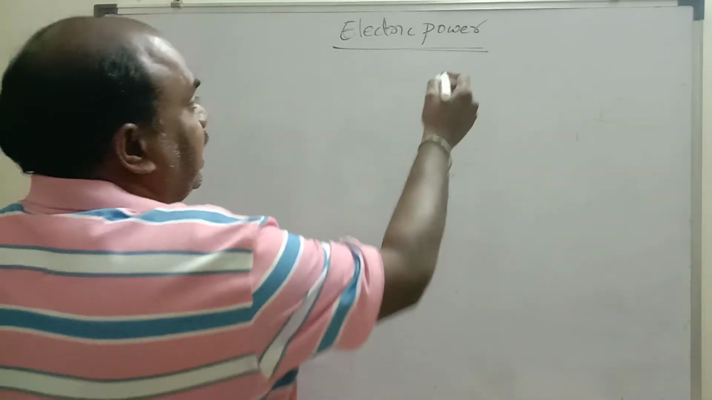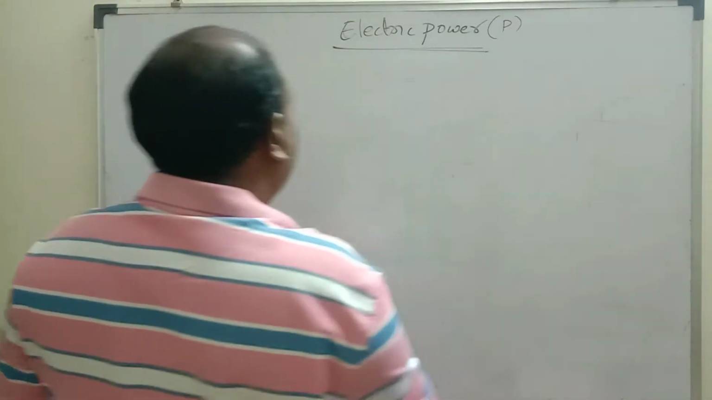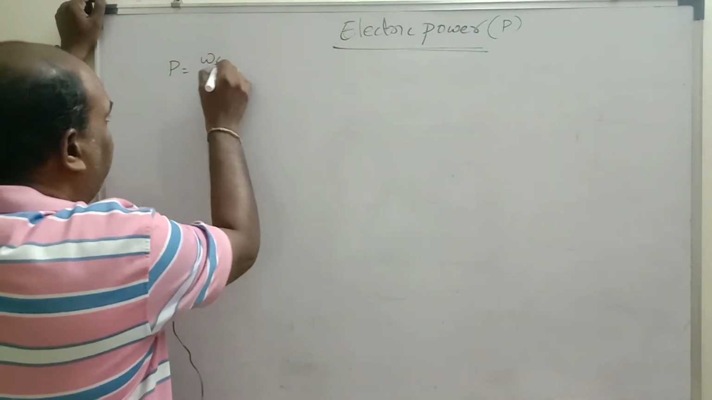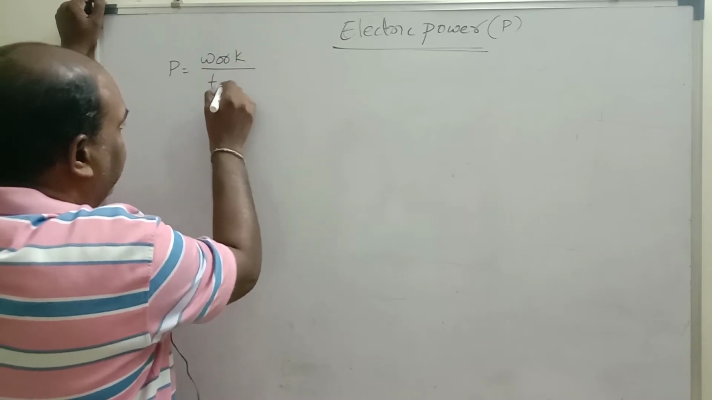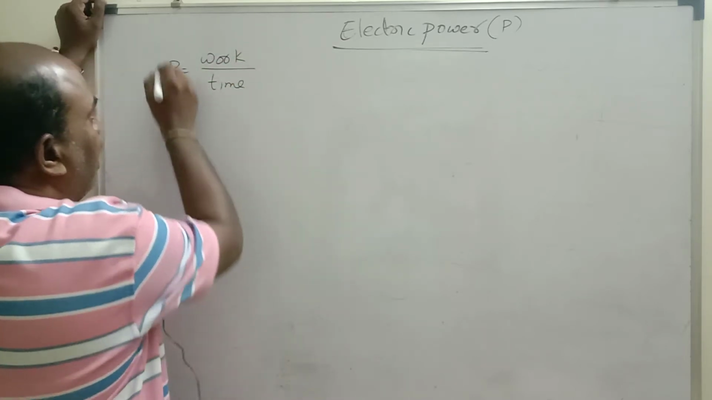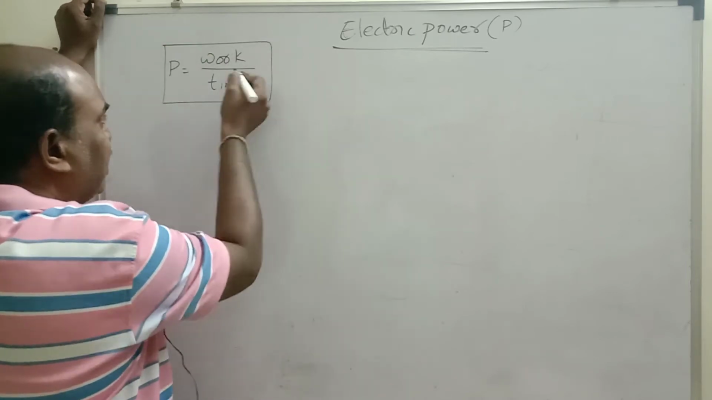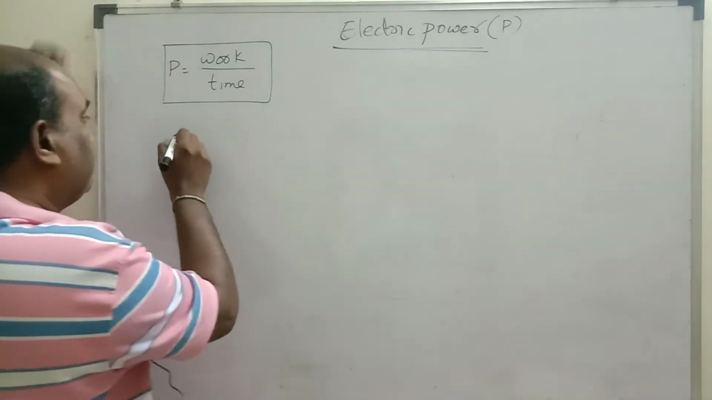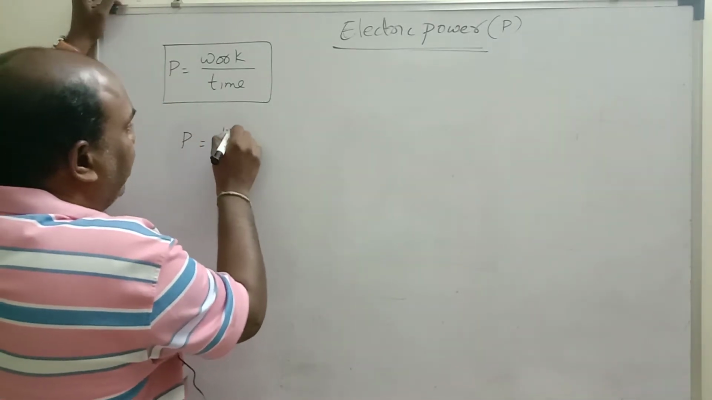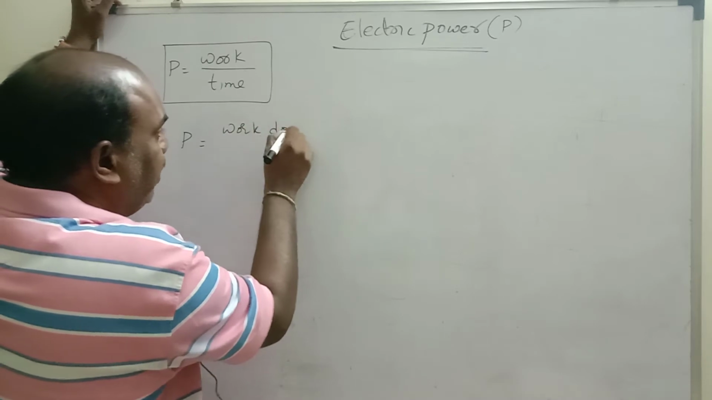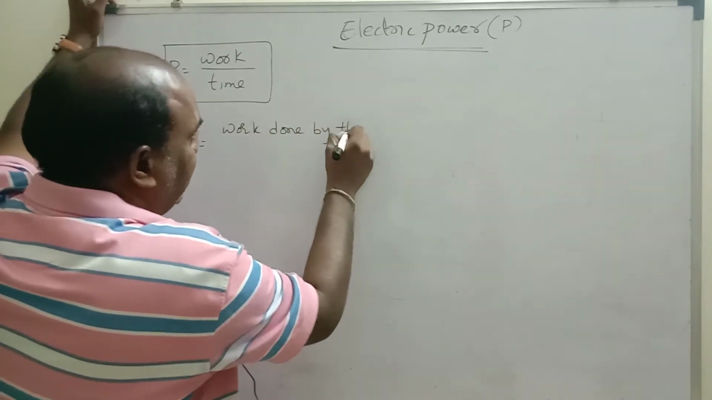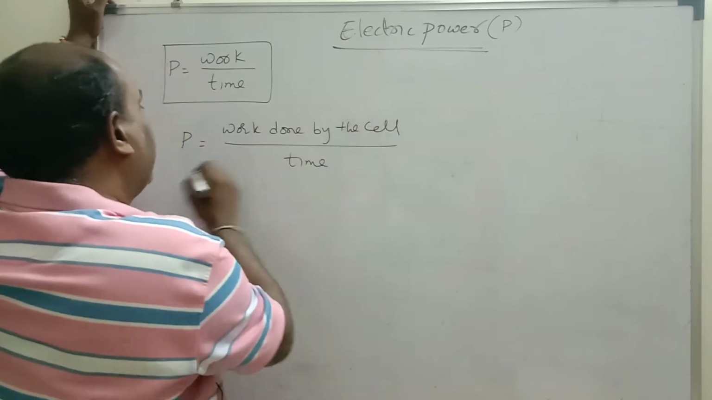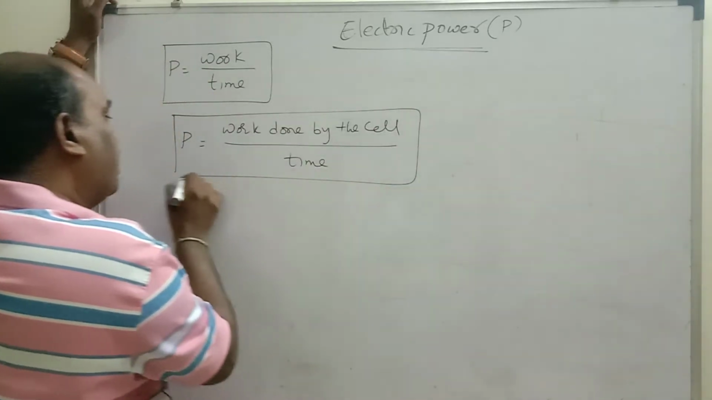See, electric power is denoted by P. Generally we know in work, power, energy, power is equal to work by time. What is work here? That is human work, muscle work. But in electricity, the work is work done by the cell. Work done by the cell in a given time is called electric power.